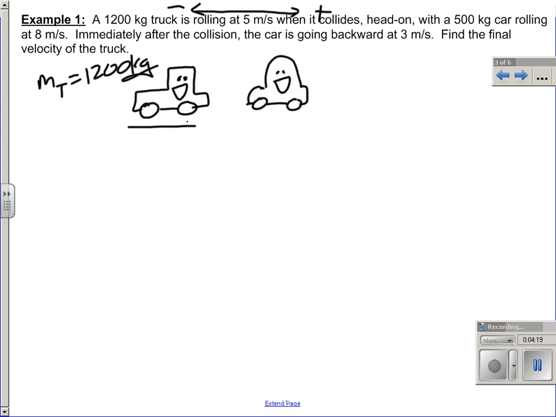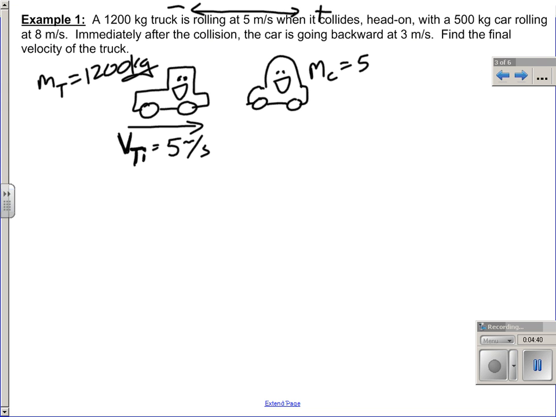It's rolling at 5 meters a second. So here's the velocity of the truck initially. It's 5 meters a second, right? Don't let the subscripts confuse you. This is telling me its velocity. That's how fast the truck is going. T is for truck. I is for initially, meaning before the collision. Okay? Now it's colliding with a 500 kilogram car.